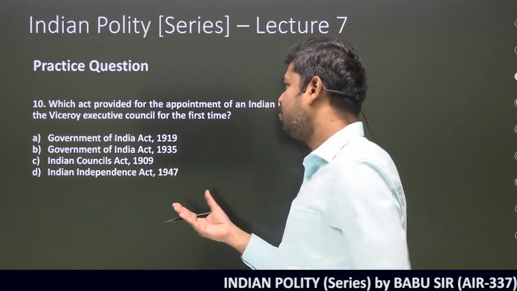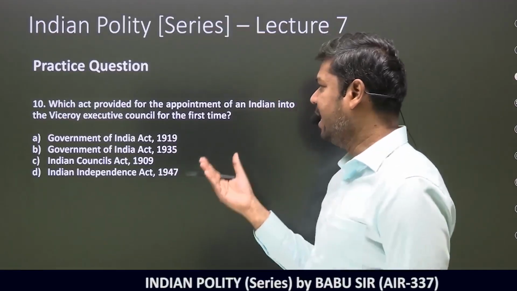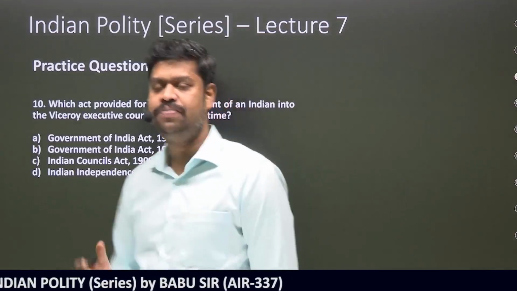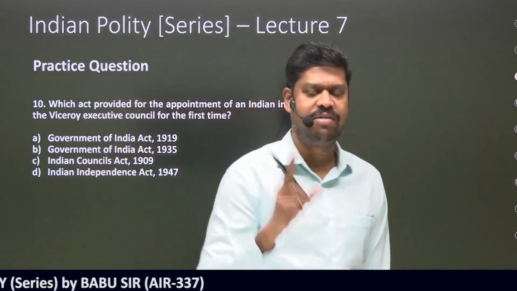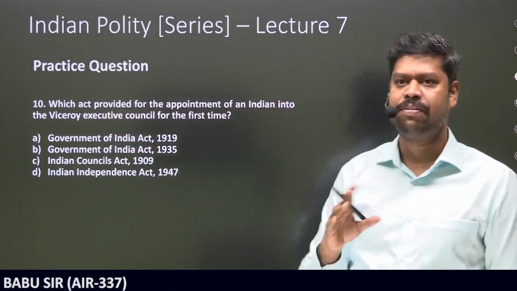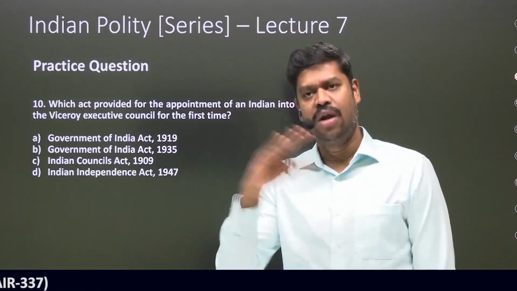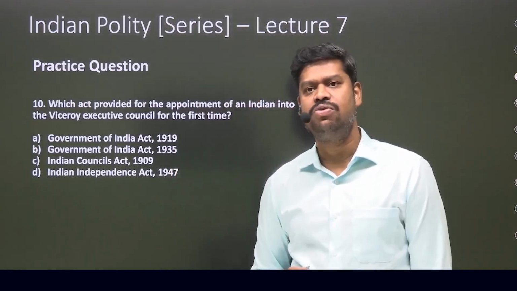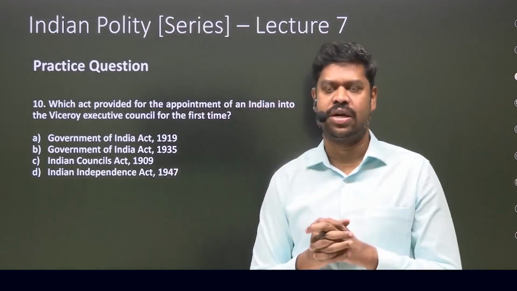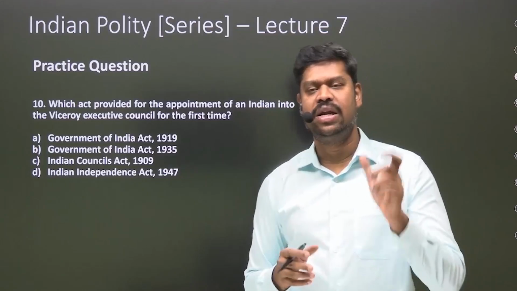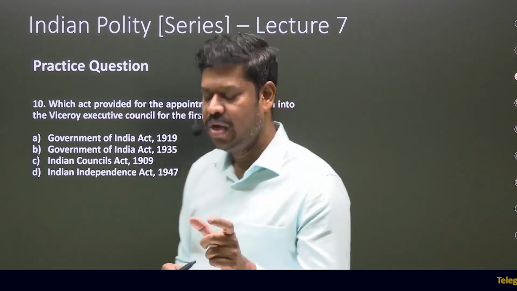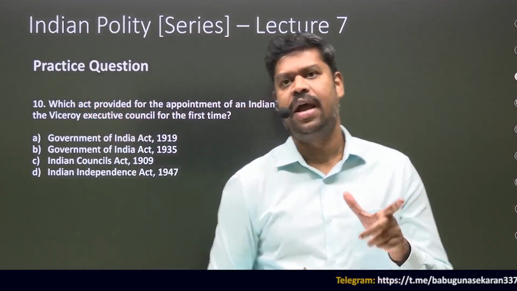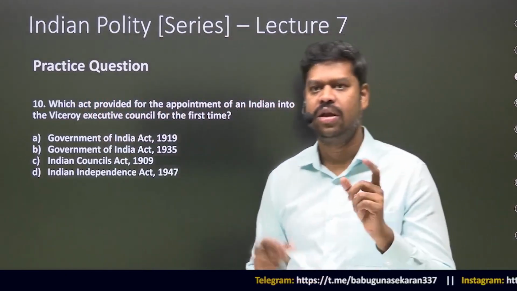Which act provided for the appointment of an Indian into the Viceroy's Executive Council for the first time? Very, very important. One of the major developments during the Crown rule is the Councils Acts. There were 3 major Councils Acts: the Indian Councils Act of 1861, then the Indian Councils Act of 1892, and then the Indian Councils Act of 1909.